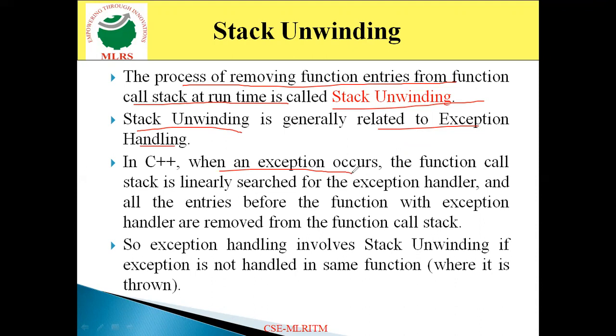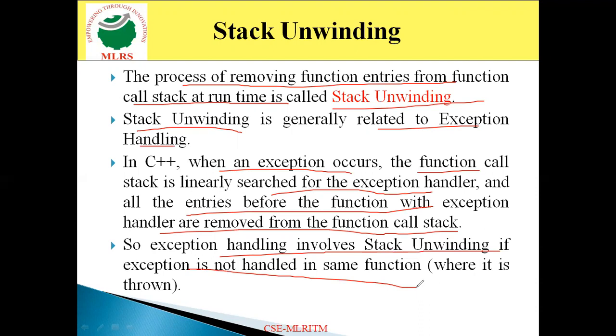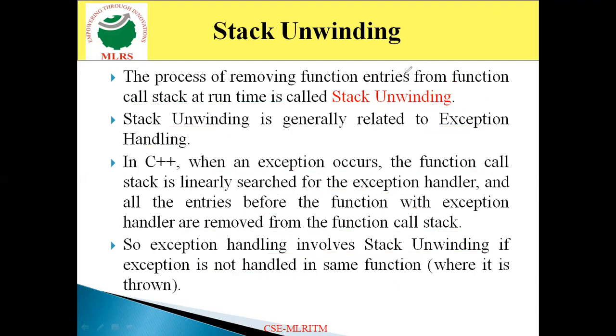When an exception occurs, the function call stack is linearly searched for the exception handler, and all the entries before the function with the exception handler are removed from the function call stack, as I recently specified. If an exception occurs, the function call stack searches for the exception handler, and whatever entries are there before that, it removes. So exception handling involves stack unwinding if the exception is not handled in the same function. If it is handled in a different function, then we go for this. Then we will specify how it is implemented.